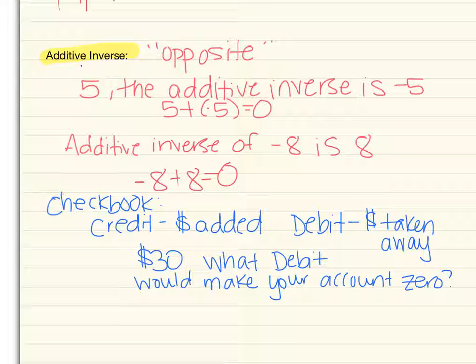Okay, so in other words, what is the additive inverse of 30? This is a real life example of when we would use the additive inverse. So the opposite of the $30 credit would be a $30 debit, and we could write that as negative $30.